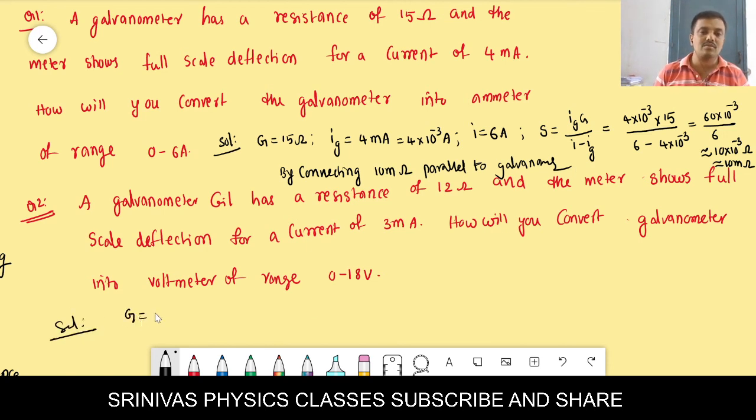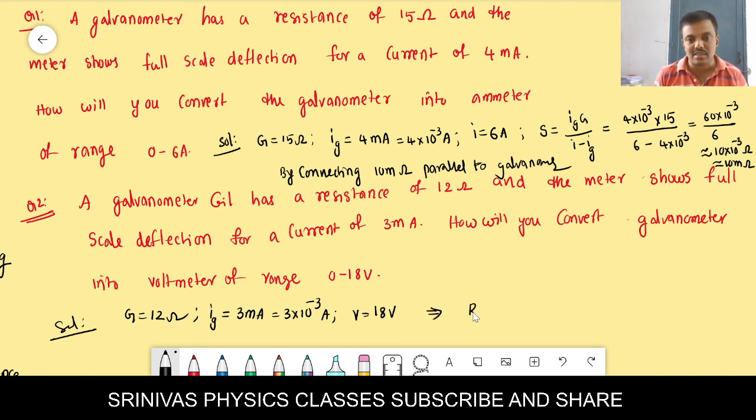Next, what about the solution of this one? The resistance of the galvanometer they gave is 12 ohm. The galvanometer full scale deflection current is Ig, 3 milliampere. Convert into amperes. The question is how will you convert the galvanometer into a voltmeter? The maximum voltage they gave is 18 volt.